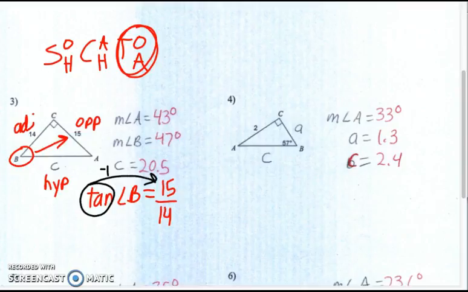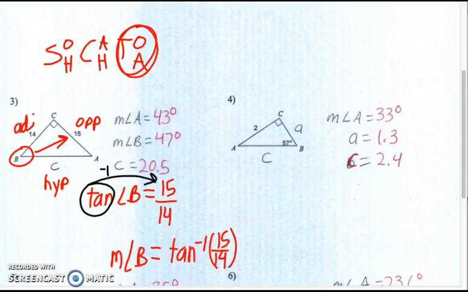So our measure of angle B is going to equal the inverse tangent, looks like tangent to the -1, of 15 over 14. Go ahead and put that into your calculator, and your measure for angle B is going to be 47 degrees. Then we're going to erase the stuff that we put around the diagram.